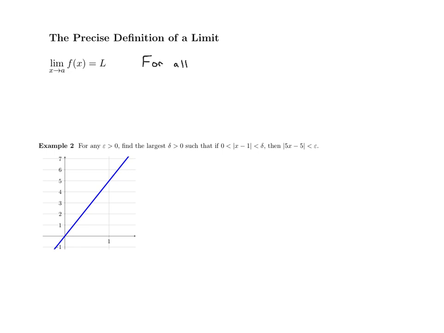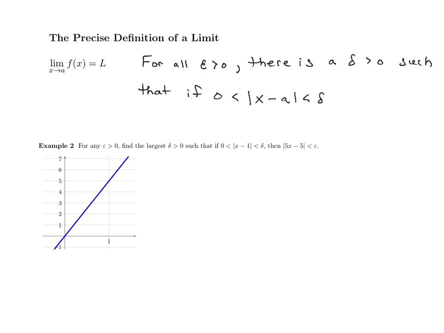For all epsilon greater than 0, there is, or you can find, a delta greater than 0, such that if 0 is less than |x minus a| is less than the delta you found, then it must be that |f of x minus the limit| is less than epsilon. So if you see this statement, it actually is the same thing as saying this whole thing here.